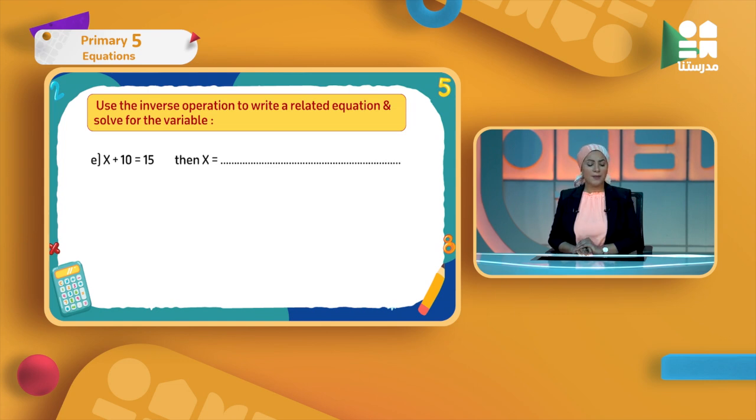Letter E, x plus 10 equals 15. Then x equals 15 minus 10, which is 5. The 10 also goes to the other side with the opposite sign.